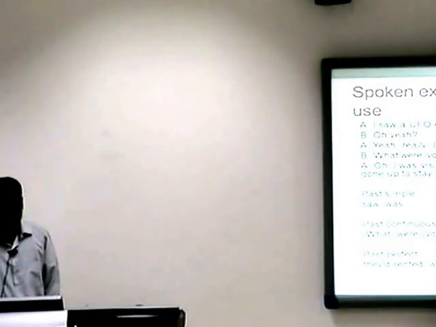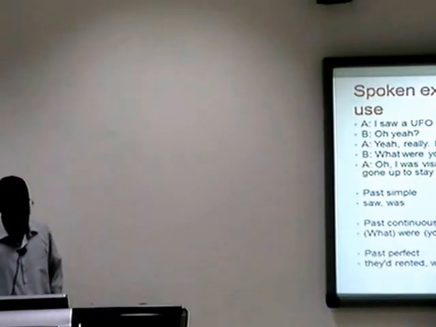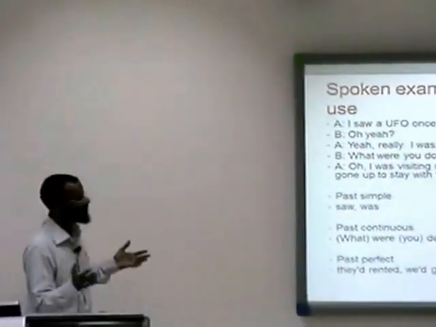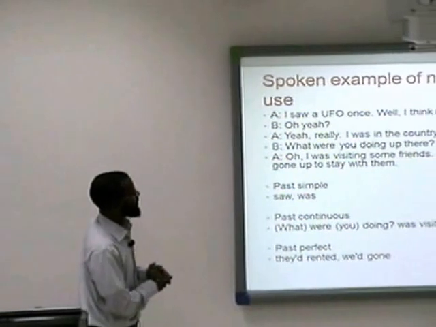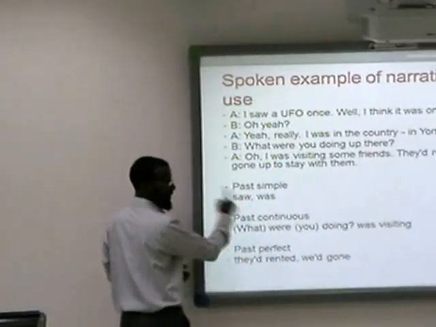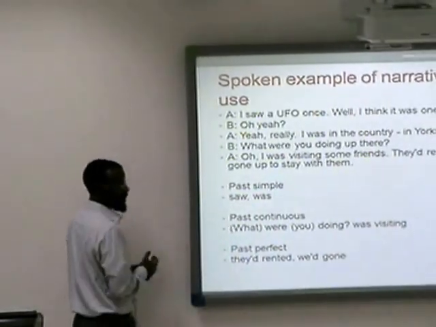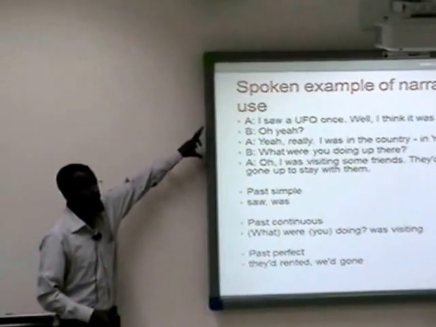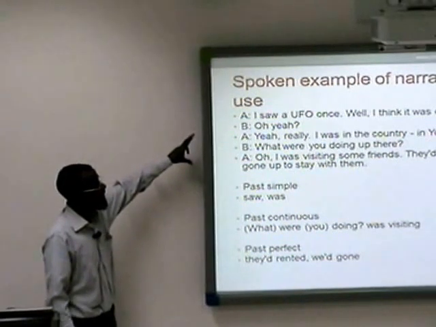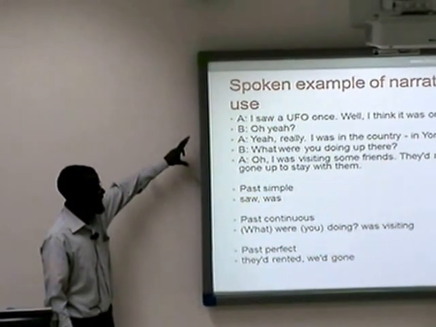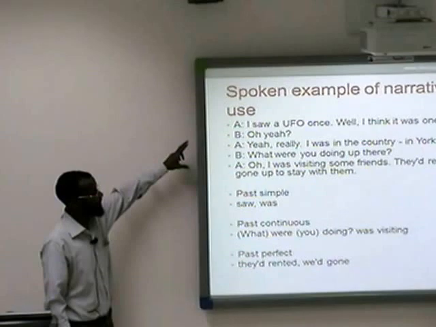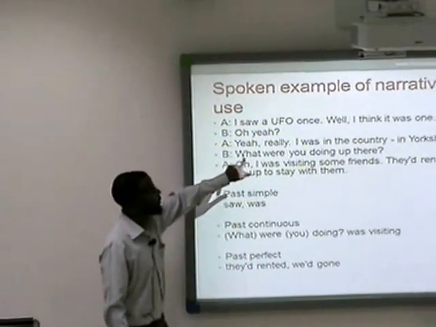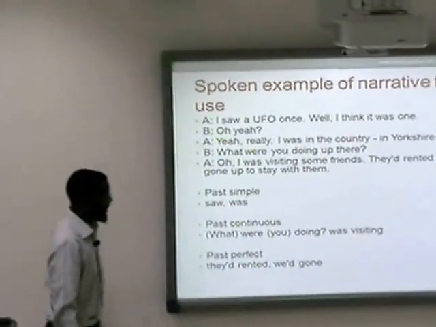What were you doing up there? Oh, I was visiting some friends. They'd rented a cottage and we'd gone up to stay with them. Which verbs are in the past simple? So, from the C and what? Past continuous? You can take a look here. Yes, very good. I was visiting and something else. The question, what were you doing up there? Past perfect.